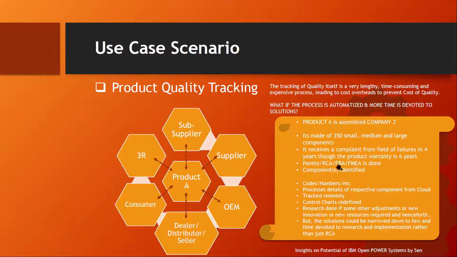We do some Pareto, RCA, root cause analysis, fishbone analysis, and then we have the FMEA, and so on. So a lot of time is taken, a lot of personnel is devoted, and a lot of money is used for that. At the end of the day, of course, the components are identified, and the suppliers, or let's say the point of origin of the failure, is identified and it's resolved.